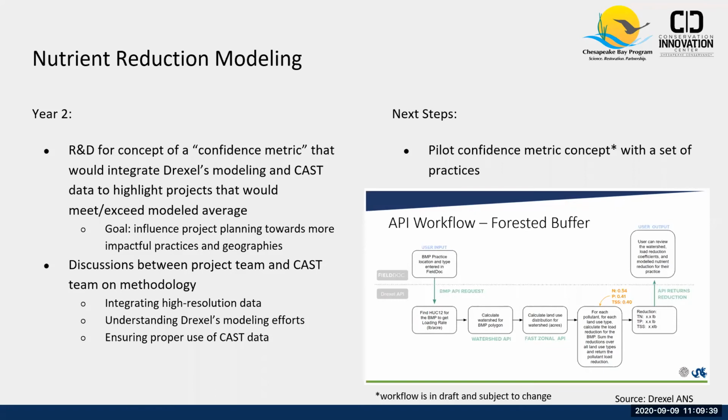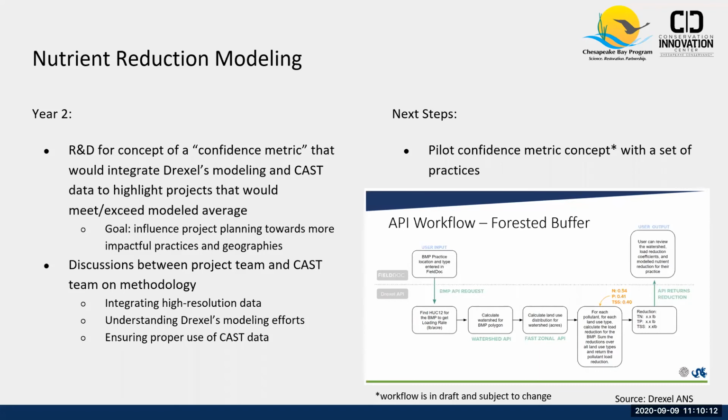What we're looking to do is highlight projects that would meet or exceed the modeled average of load reduction for nutrient management. We're trying to influence project planning towards some of those more impactful practices or geographies, and trying to really highlight when a project would not meet or exceed the modeled average, meaning that it might not be the best location or the best practice to invest money in.